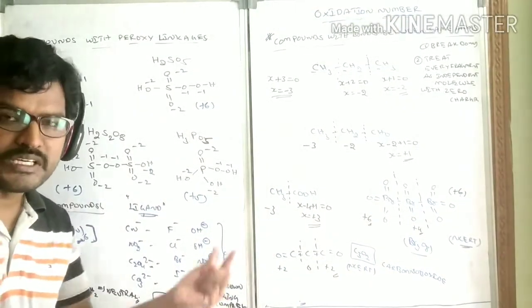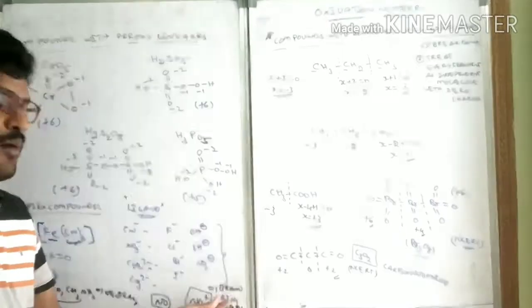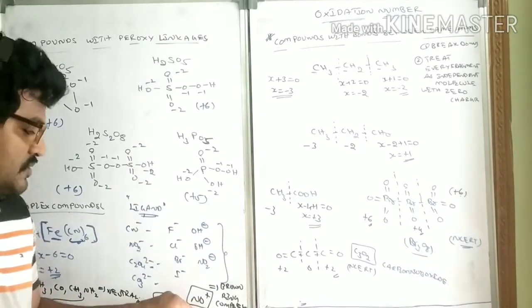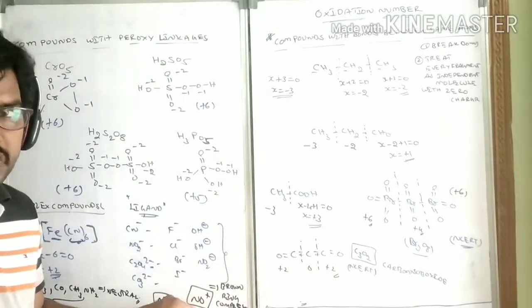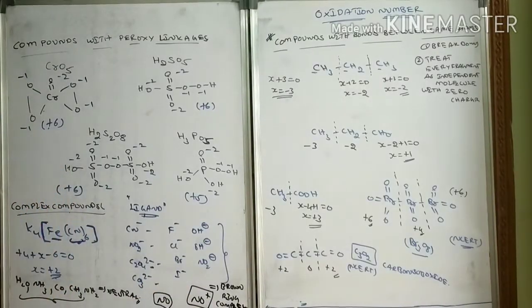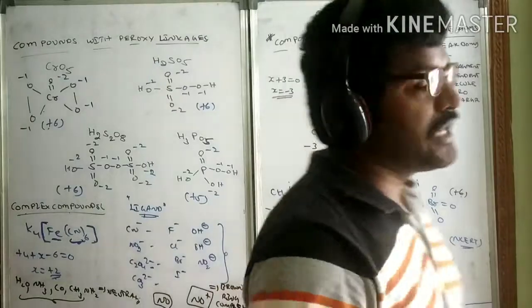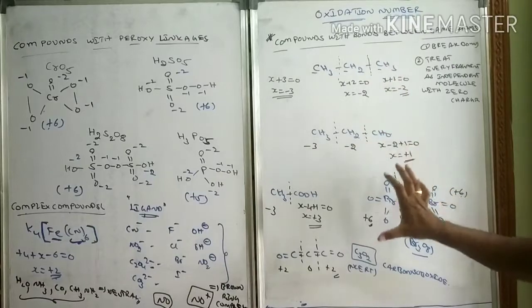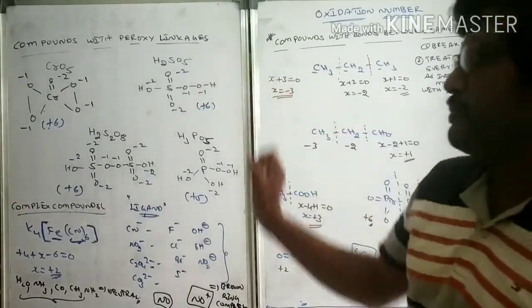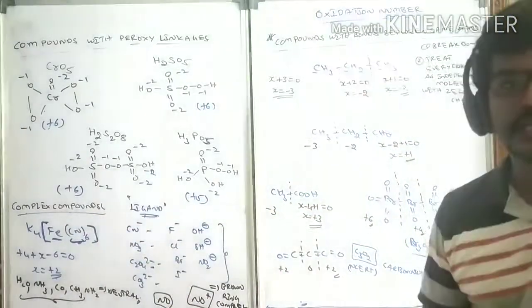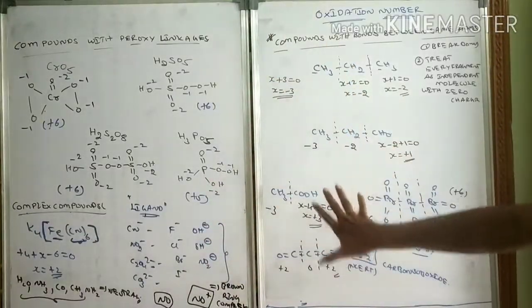For the confirmation test for the nitrate ion, we use the brown ring test. In that brown ring test, NO comes as part of the final product. In that brown ring complex, the charge on NO is plus 1, and iron bears plus 2. Like this, we can identify the oxidation state for general complexes and compounds, for bonds between the same atoms, for peroxide linkages, and for complex compounds. That is the thing regarding oxidation number calculation.